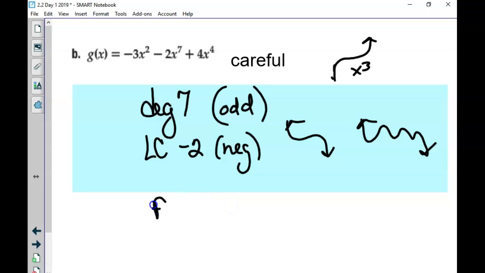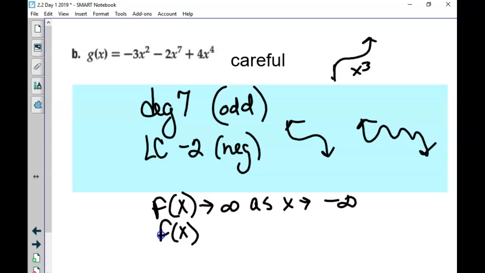How do I write that? F of x goes up, positive, as x goes to the left. And it goes down as x goes to the right. All right.